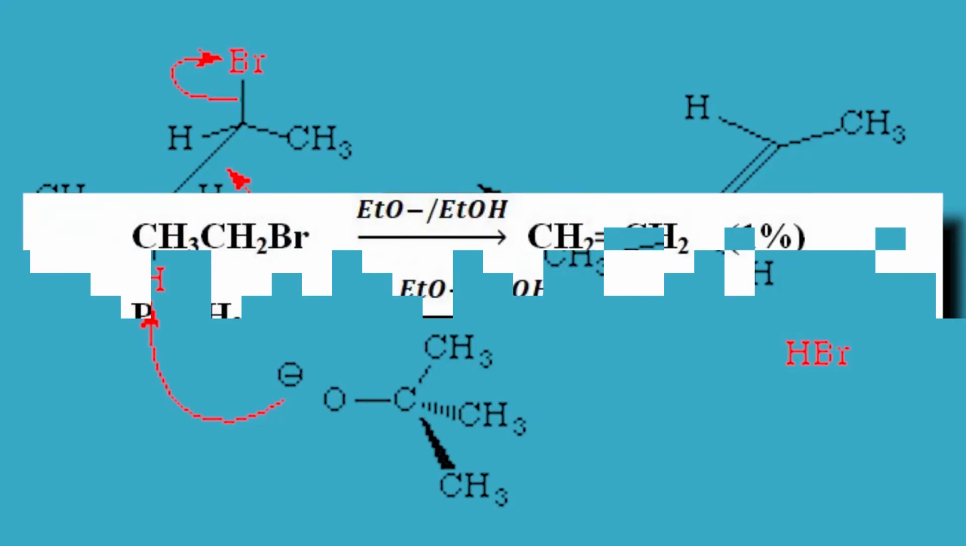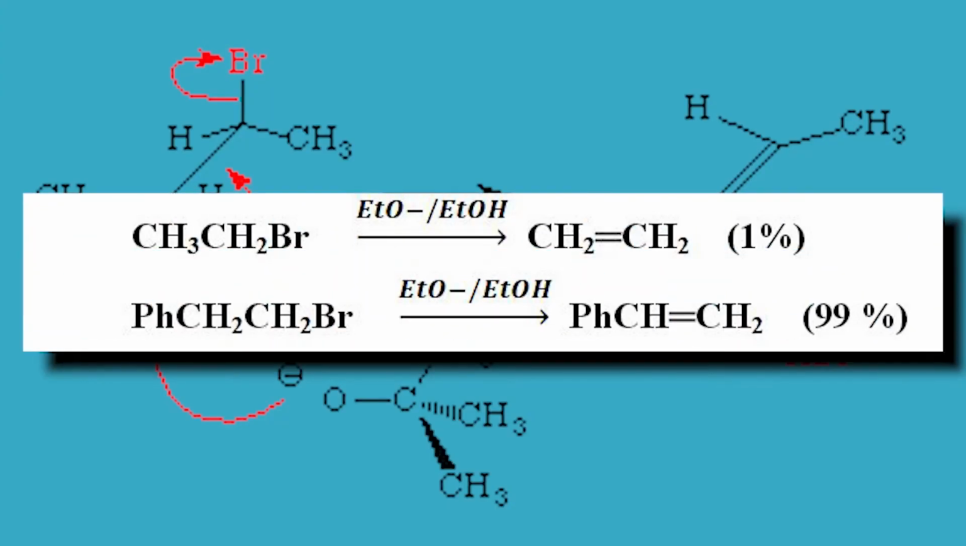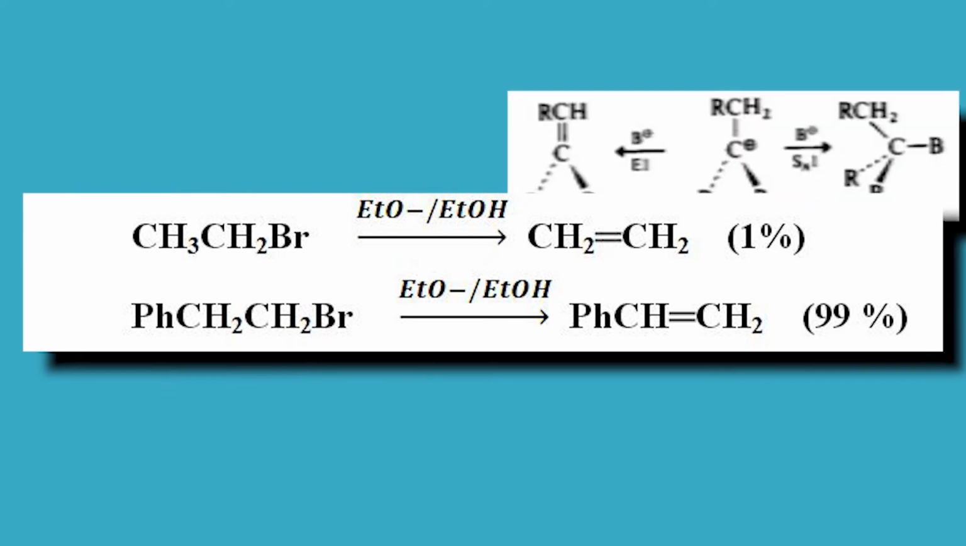For example, if you look at this, you have the primary alkyl bromide, that is ethyl bromide. In the first example, it gives rise to the alkene, or ethene here, and it gives only 1% of the eliminated product. But if you bring the substituent phenyl group here, then we see that there is a 99% increase in the eliminated product. This is because the phenyl group stabilizes the developing double bond through conjugation of the aromatic ring.